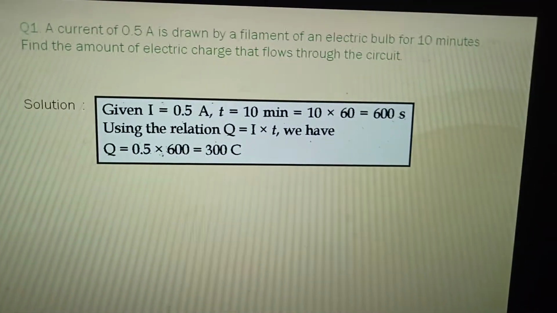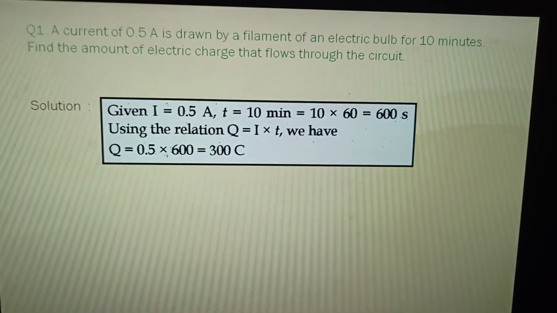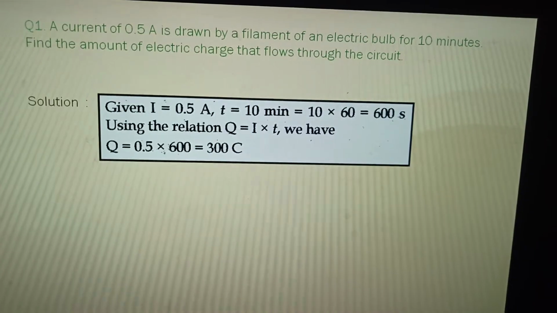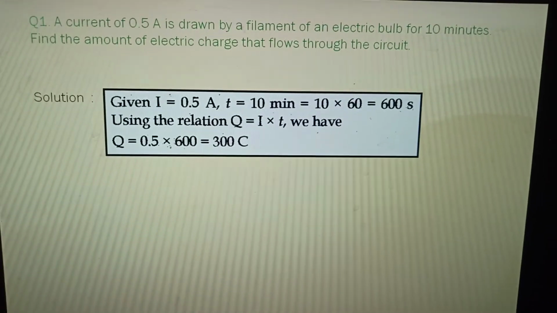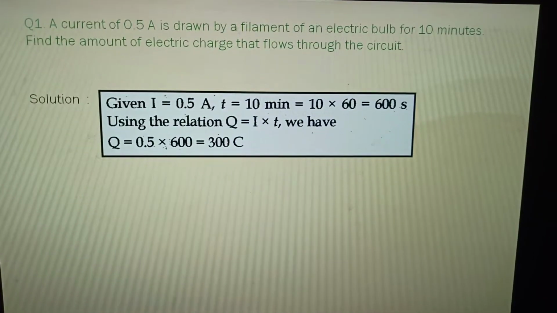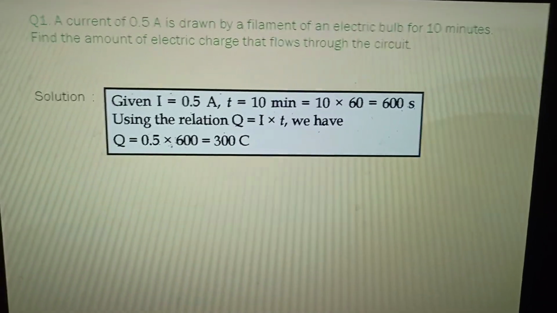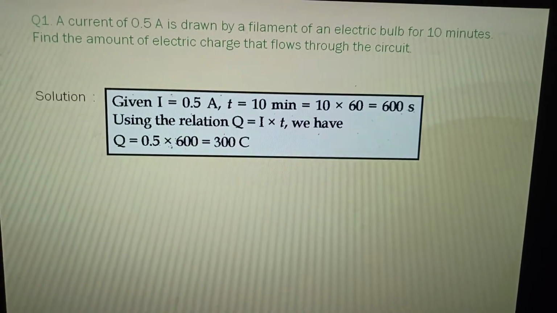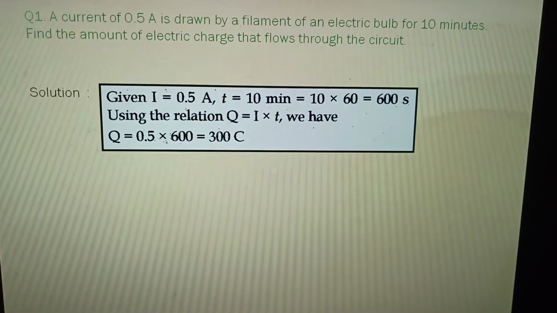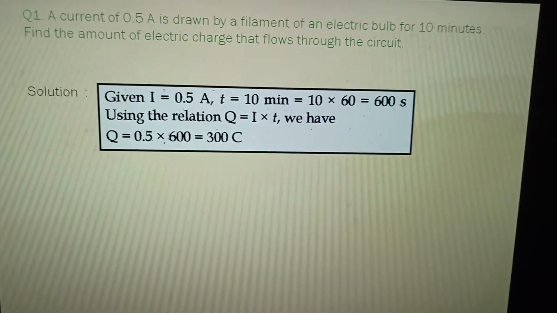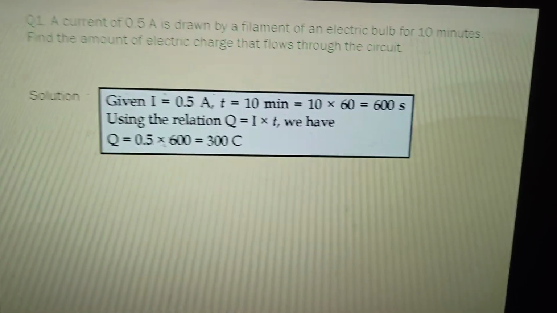Here, first of all, we are writing the quantities. I is given as 0.5 ampere, time is given as 10 minutes. So 10 minutes can be converted into seconds. Again, I told you that all the things will be in MKS, so we cannot use the minute. We use 10 into 60, that is 600 seconds. The relation we are taking is Q equal to I into T, which we did at the beginning of the chapter. So Q equal to 0.5 into 600, and that is equal to 300 coulomb.